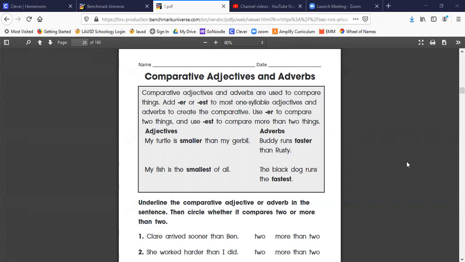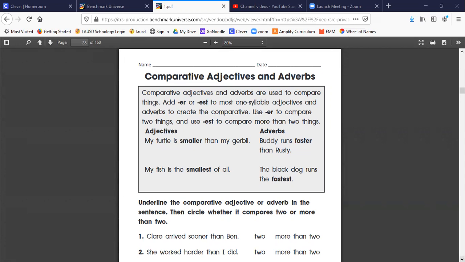When you have adverbs, it works the same way. Buddy runs faster than Rusty. We're comparing Buddy and Rusty. The black dog runs the fastest. We are saying out of all of these that we are looking at right now, the black dog runs the fastest of all. May not be the fastest of every dog in the whole world, but of the ones we're looking at, more than two, this dog is the fastest. So two things we're using ER, more than two things we're using EST.